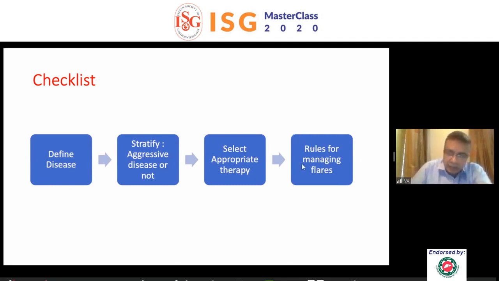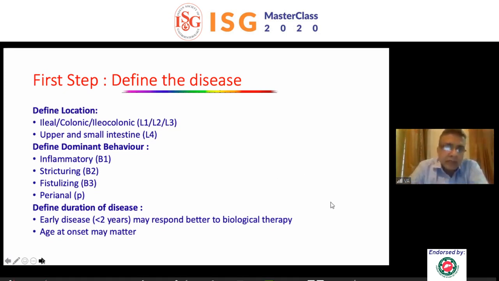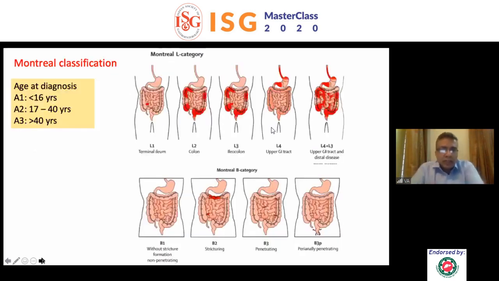So the first principle is defining the disease. For defining the disease, you need to know the location, whether it is ileal, colonic, ileocolonic, or involvement of only the upper small intestine. You need to define the dominant behavior, which could be inflammatory, stricturing, fistulizing, or perianal. You need to define the duration of the disease. Early disease, if you act early, then probably the results would be better. We'll talk about it later. Age at onset may matter. And to consolidate all of this, we have what is known as Montreal classification.